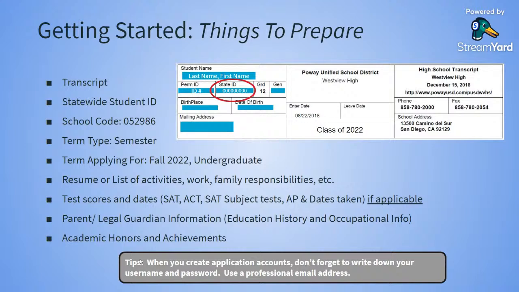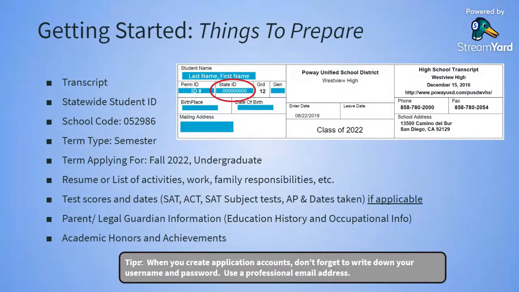Also, our school code can be helpful to look up Westview High School in your applications. One of the things we're going to remind you of several times tonight is that we are considered a semester grading system, and we'll show you what that looks like on each of the applications. It's a little bit different in each application how you're going to report your grades, but for every single application, we are considered a semester grading system. The term that you're applying for is fall of 2022, undergraduate.